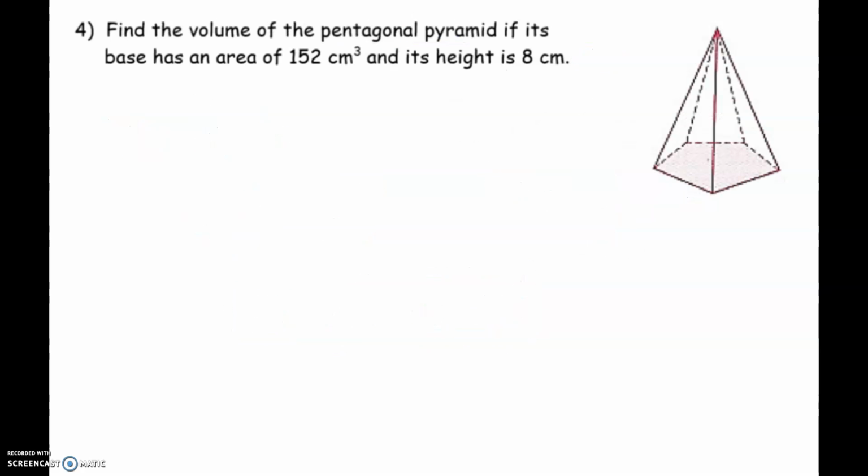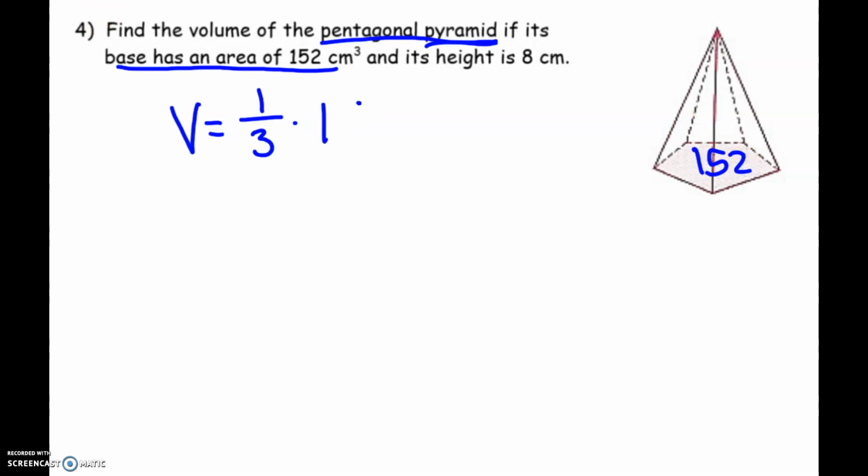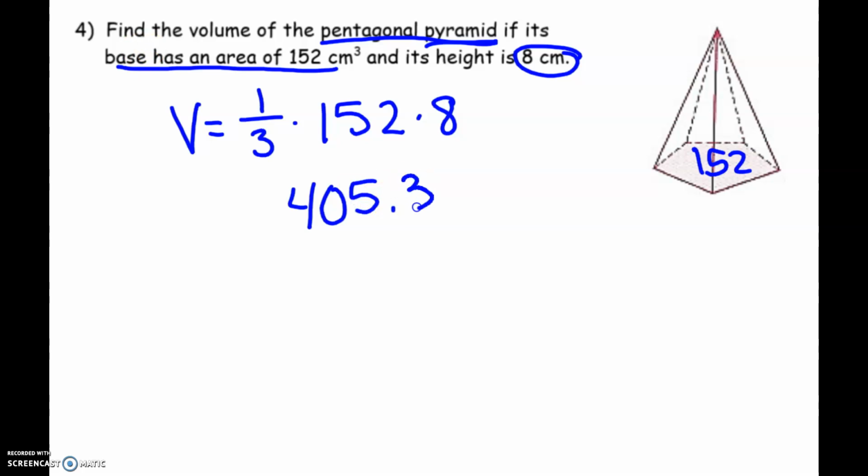And we'll go on to number 4. Number 4, they've given us a pentagonal pyramid. If you recall, the volume of a pyramid is 1/3 of the prism with the same base and height. So I'm going to do 1/3. They actually tell me my base area, so I don't have to do any work to find this. So 1/3 times 152, and our height is also given as 8. So we just had to multiply 152 times 8, divide by 3, whichever way you want to put that on your calculator. You end up with 405.3 cubic centimeters.